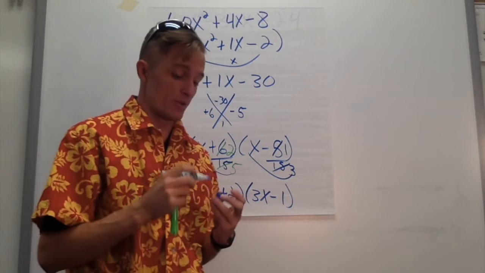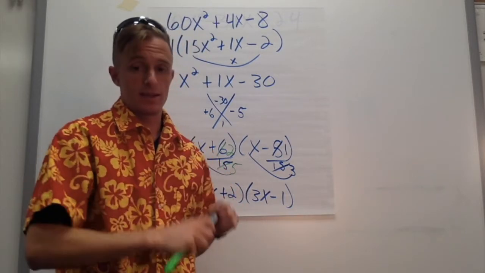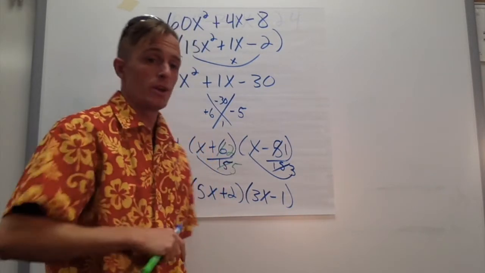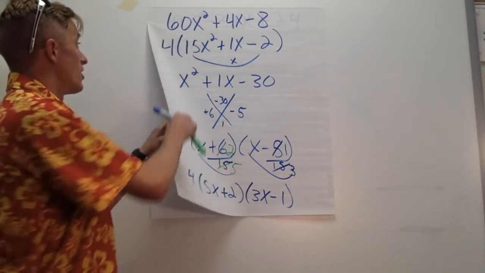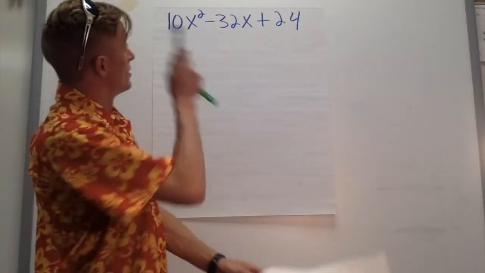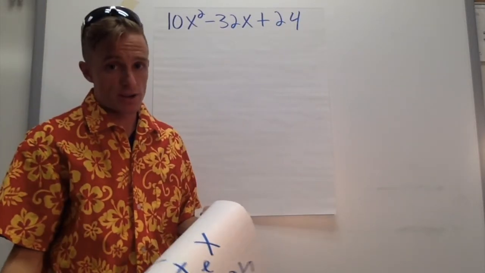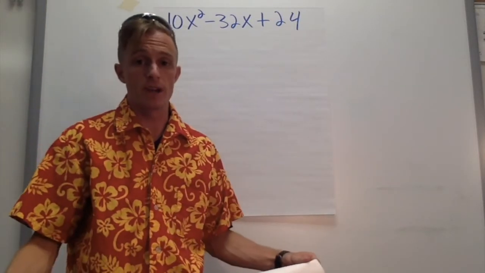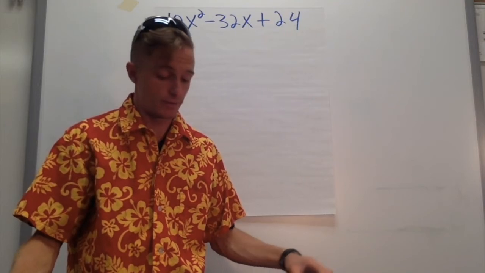Congratulations. I hope you are satisfied. All right, it is now time for you to do it all by yourself. Go ahead, pause the video, take about 4 minutes, and do this one. Factor out a GCF first, and then bottoms up. All right, pause the video. See you soon.